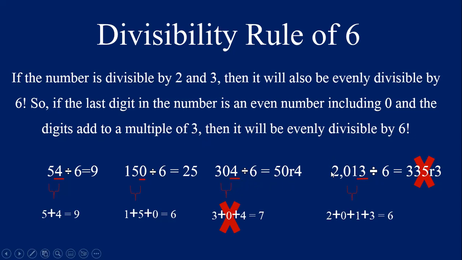Let's look at the last equation, 2013. Look at the number in the ones place. There's a 3 here. Now we know right from the start, 3 is an odd number, therefore it will not be evenly divisible by 6. If we were to check for the divisibility rule of 3, it does pass that rule. 2 plus 0 plus 1 plus 3 equals 6. And 6 is a multiple of 3, but because it doesn't pass the divisibility rule of 2, then we know that this whole number, 2013, is not evenly divisible by 6.